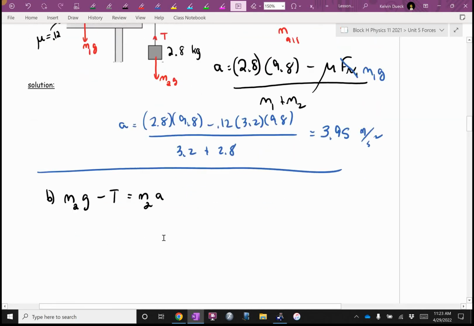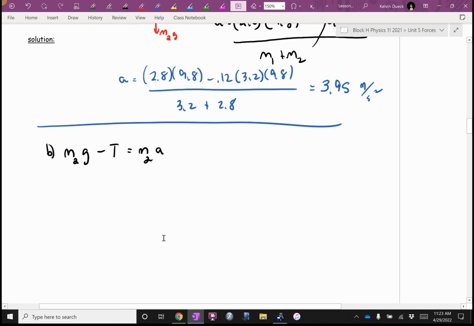What's right in front of the T that I don't like? Swappy dance. Plus that there, minus that there. And I'm going to get M2G minus M2A. And Ella, do you mind? I'm going to put the equals T over on that side because that's where we've seen it by itself.